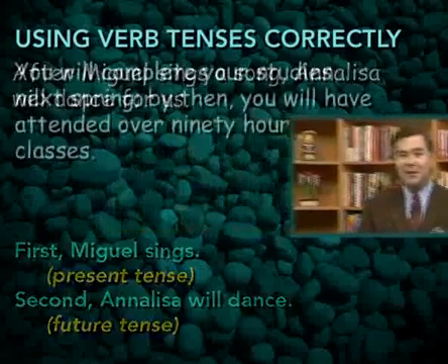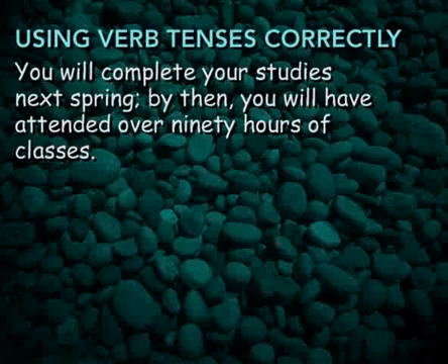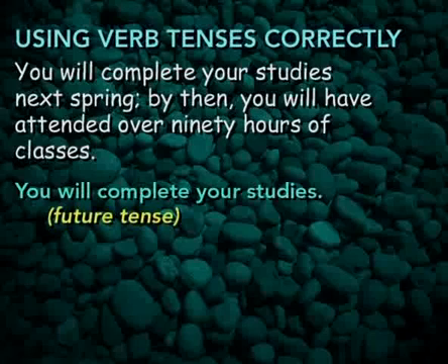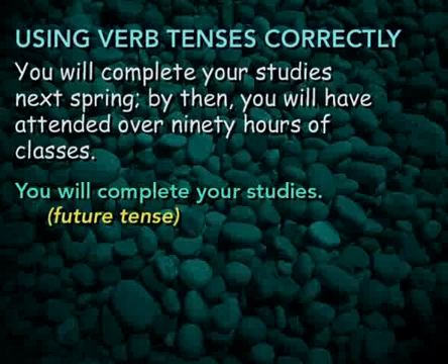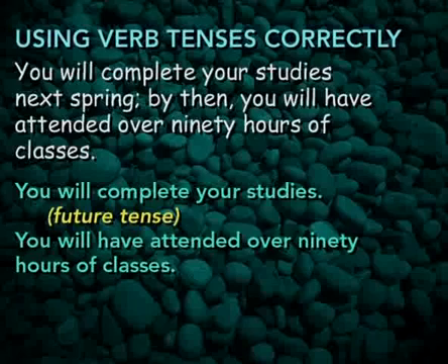One more example. You will complete your studies next spring. By then, you will have attended over 90 hours of classes. Once again, there are two events described in this sentence. The first event is you're completing your studies. That's described in the future tense because it's something that's going to happen in the future, specifically next spring. You will complete your studies. That's the future tense. Now, what about the attending of over 90 hours of classes? Well, that's something that's going to happen prior to your completing of your studies. After all, attending all those classes, all of that is part of the process of the studies.